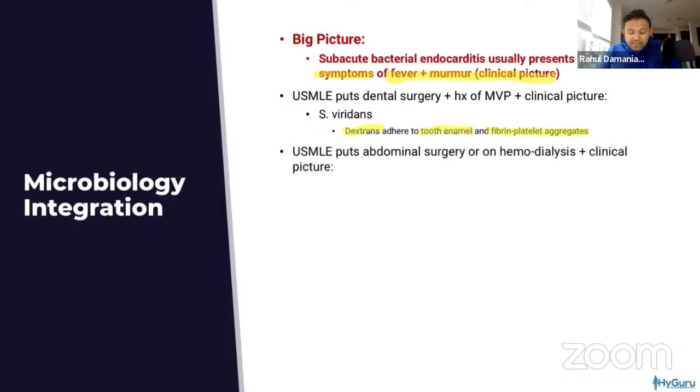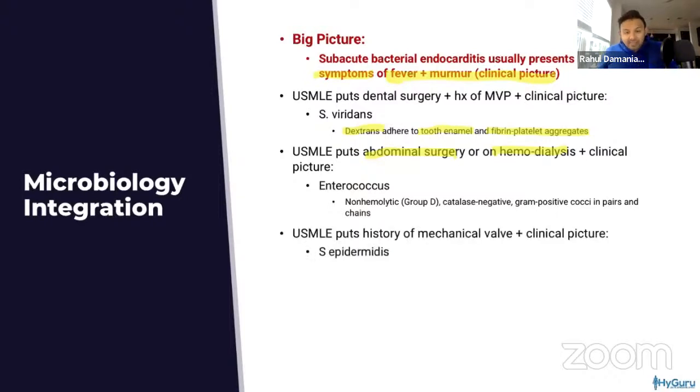What about this one? What if they say the patient has a fever plus a murmur, and they have some abdominal surgery or is on hemodialysis? What kind of microbe are they going for here? Well, they are going for Enterococcus. And Enterococcus is this group D strep. It's catalase negative, and it is going to be a gram-positive cocci in pairs and chains.